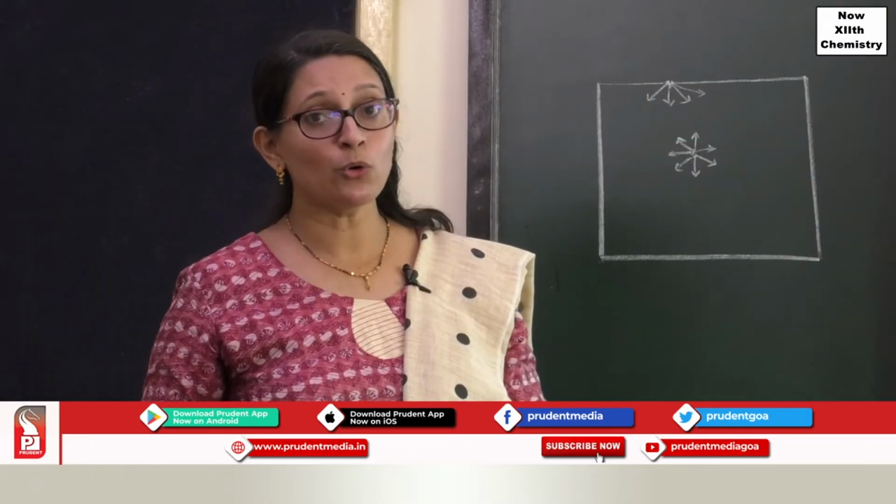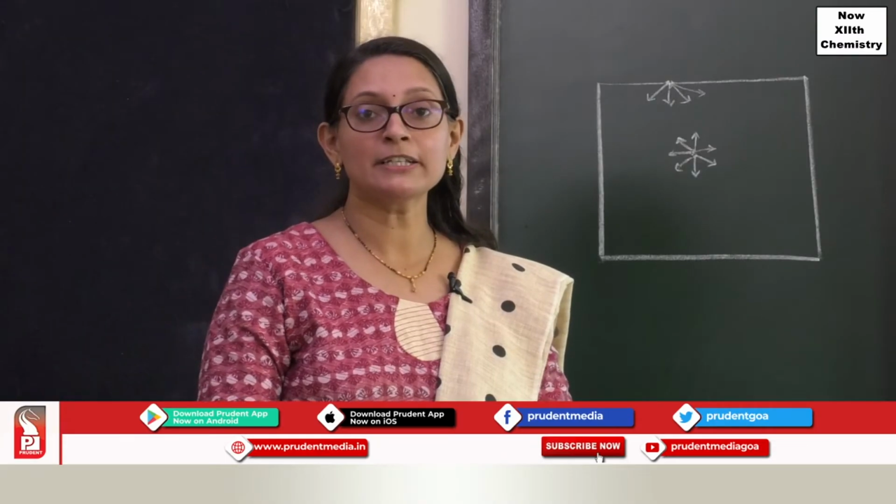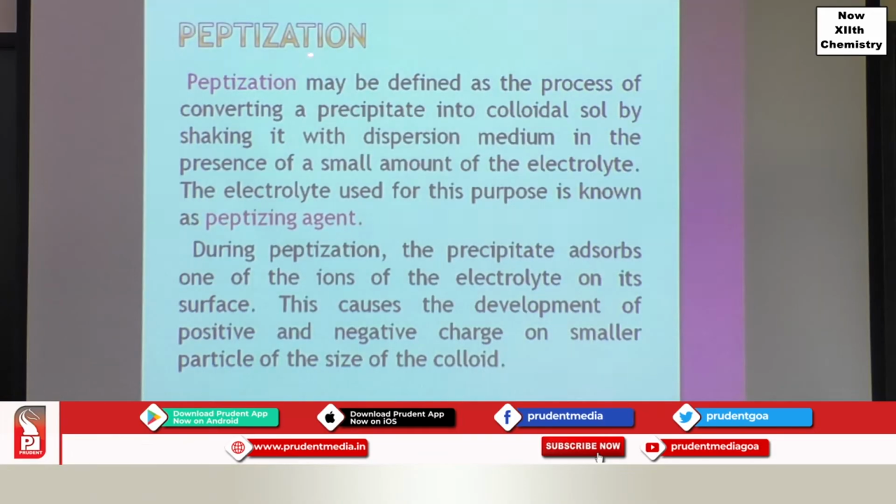If you want to prepare a gold sol, then what will you have to do? You will have to take both these electrodes made up of gold. This is one of the very important methods of preparation of colloids. The third method for the preparation of colloids is peptization.